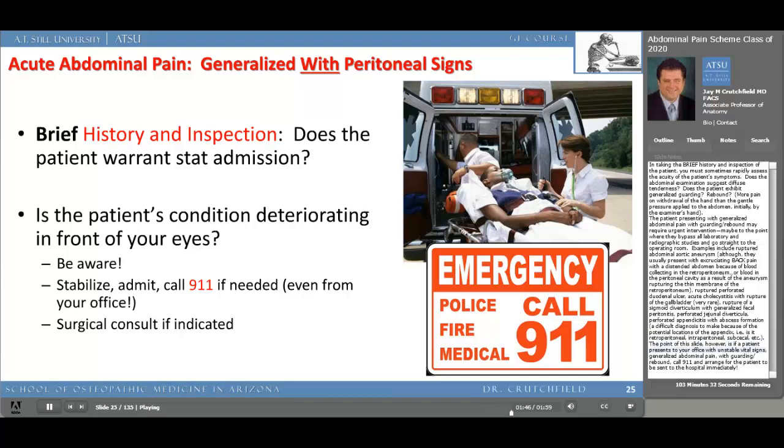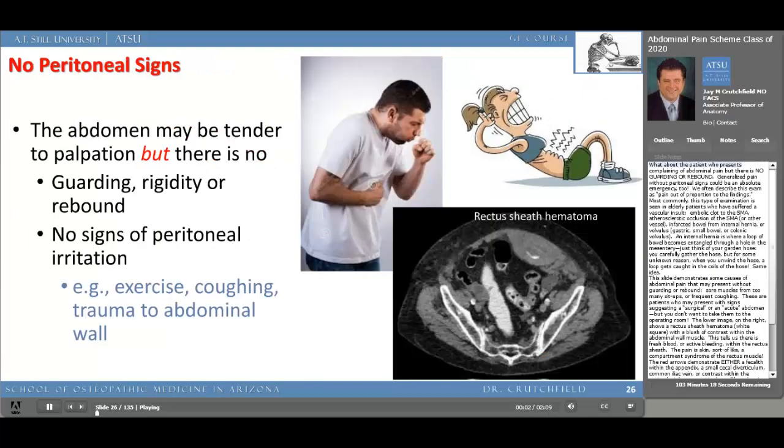So what about the patient who presents complaining of abdominal pain, but there is no guarding or rebound? Generalized pain without peritoneal signs could be an absolute emergency too. We often describe this exam as pain out of proportion to the findings. Most commonly, this type of examination is seen in elderly patients who have suffered a vascular insult.